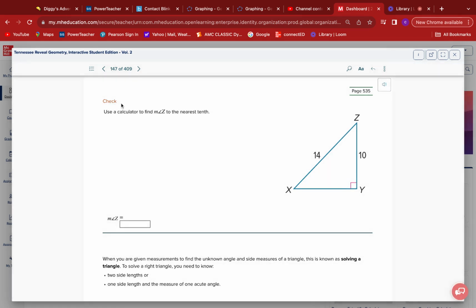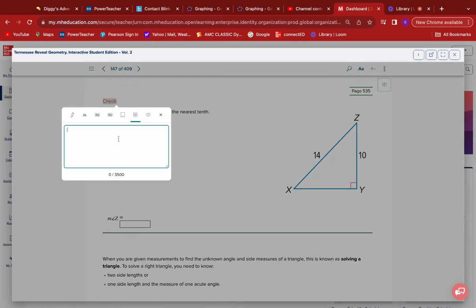But let me set this problem up first. All right, so it's going to be cosine Z equals adjacent divided by the hypotenuse. That's how you set this up. Cosine Z, adjacent over hypotenuse. And because I need to find the angle, I am going to do what's called inverse. I'm going to do cosine to the -1 of 10 divided by 14.